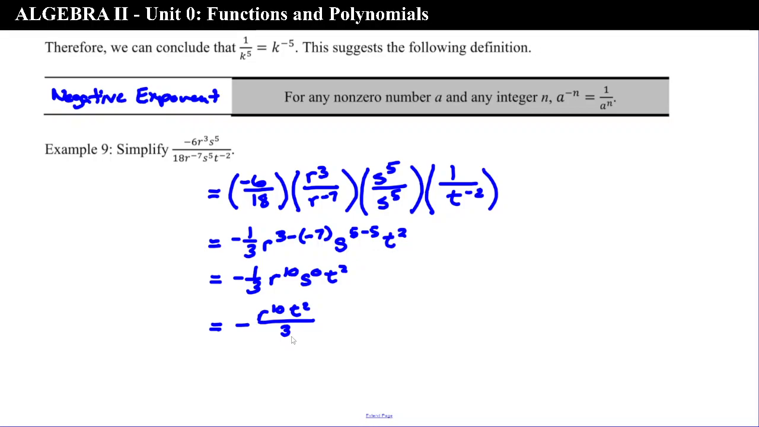Now that we have some exponent rules under our belt, we can move on to the next section, which will be on working with polynomials.